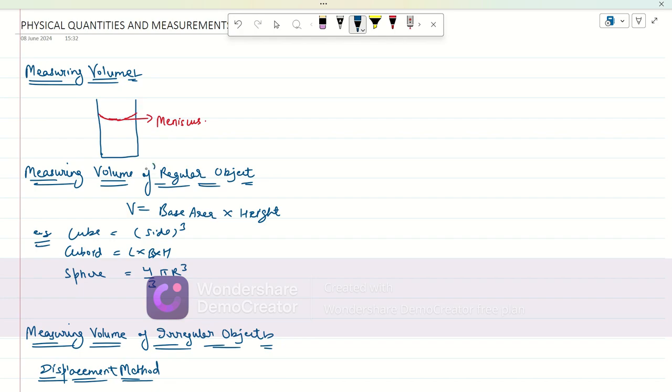Here you can have two values, one this value, another this value. So you will always take the lower meniscus value, because if you take the upper meniscus value, in this region only a negligible amount of water is there, which can be neglected. So always take the lower meniscus.